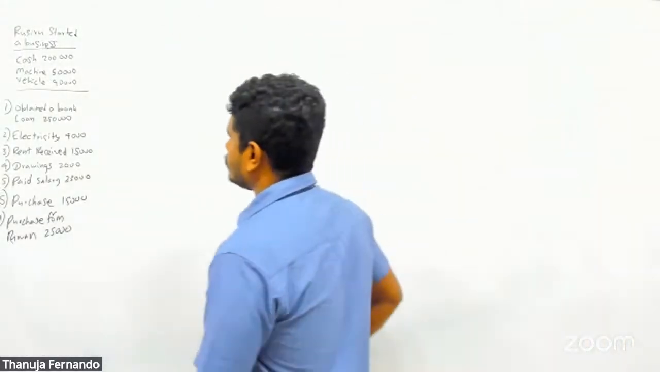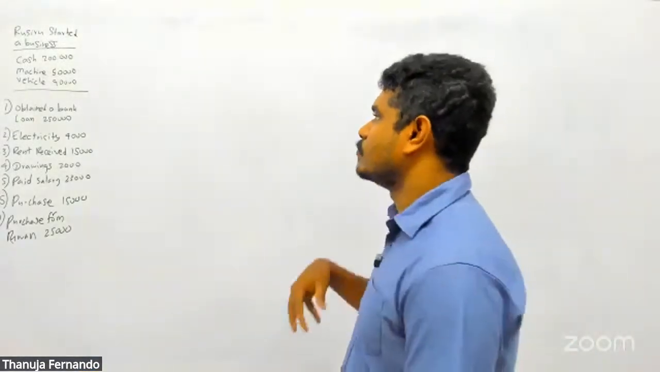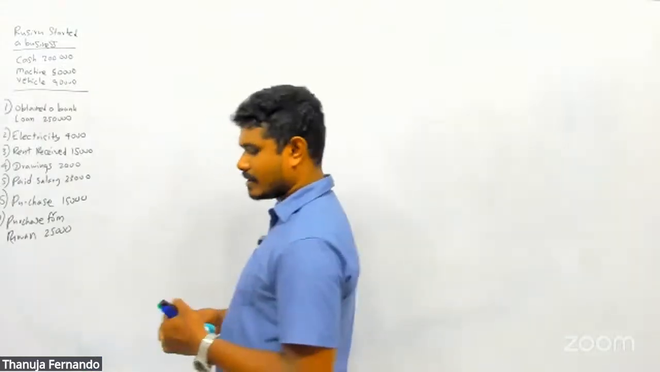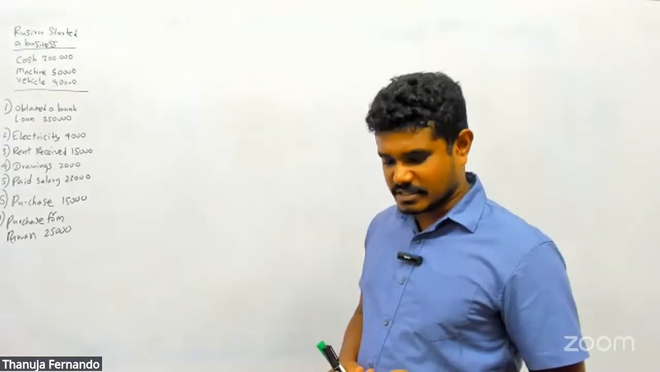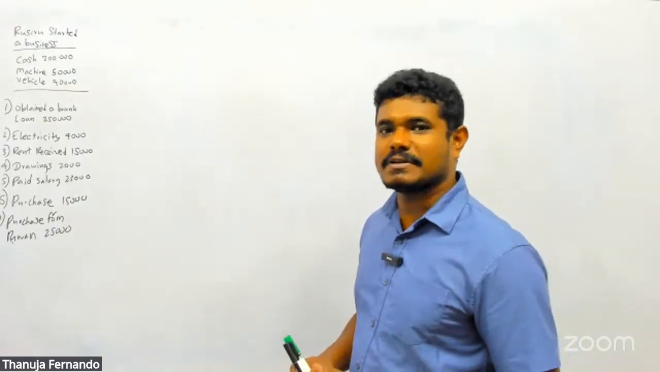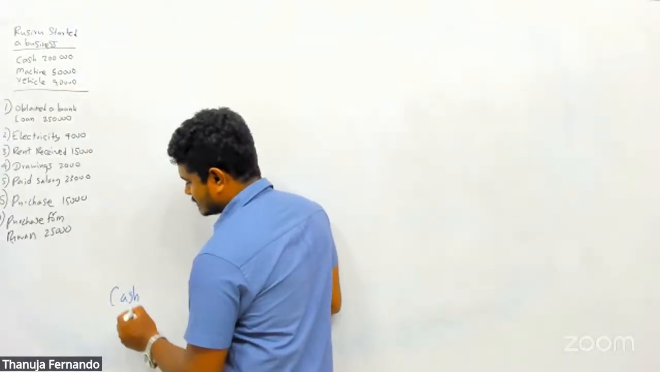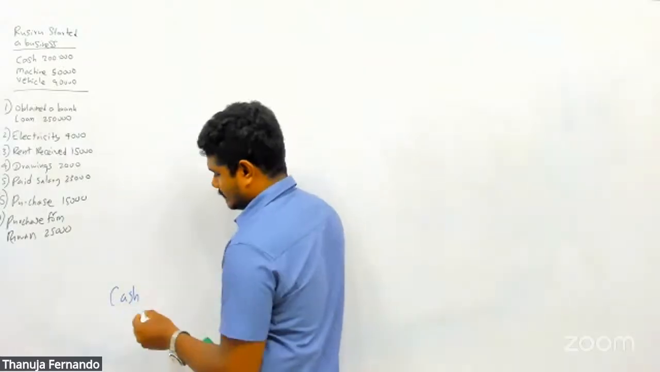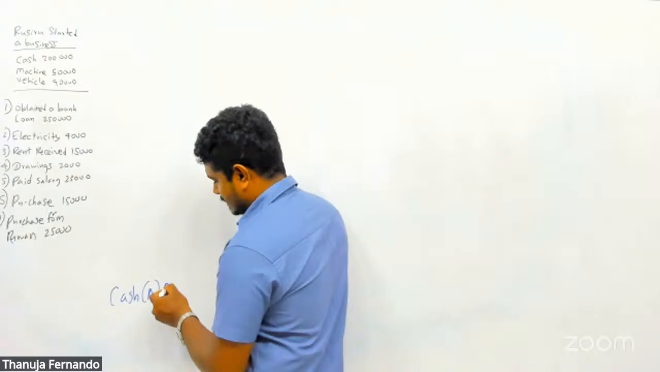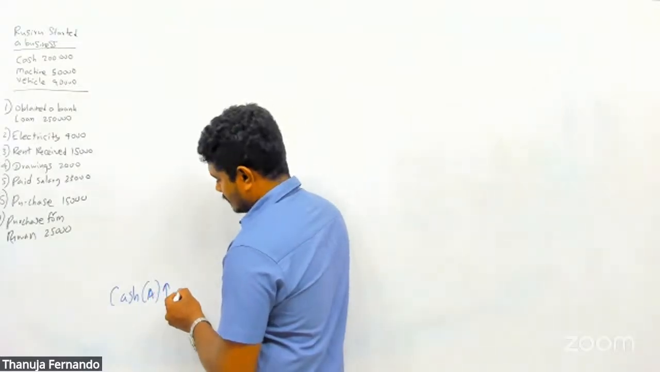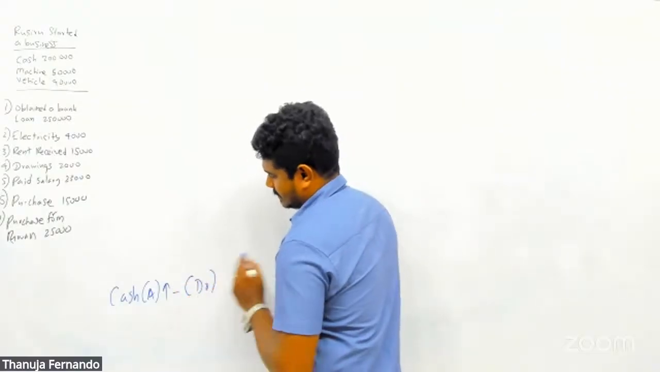Rosiru started a business investing cash 200,000. When Rosiru started a business with investing cash, what happens to the business? Cash in the business increasing. Cash is an asset, cash asset increasing 200,000. Cash assets increasing, debit.